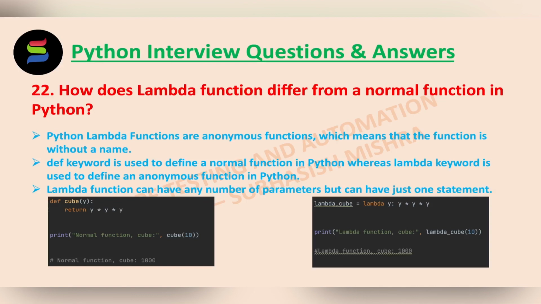But in case of lambda function, what we are doing, this lambda underscore cube is nothing but a variable and then we are assigning this lambda function details, right. So, lambda y colon y into y into y. This is how you can write the lambda function using the lambda keyword. Then finally, we are printing it and then again here we are passing the argument as 10 and we are getting the output as 1000. Okay. So, now you understood what is the difference between a lambda function and a normal function.